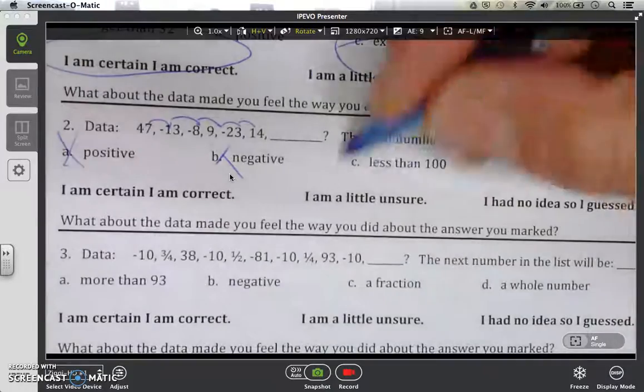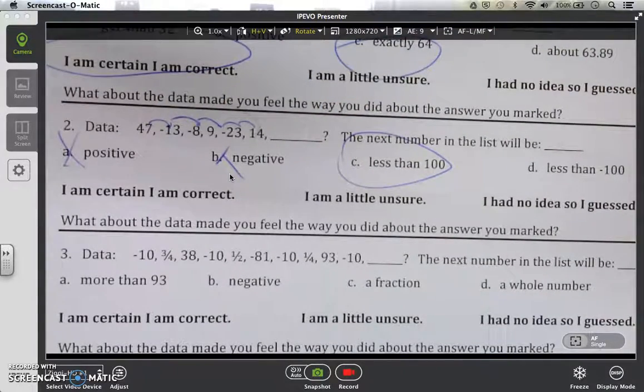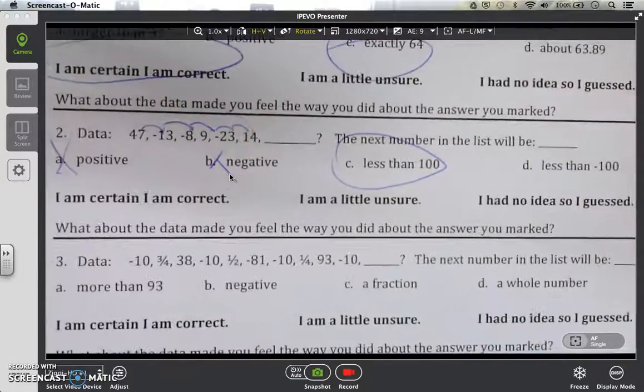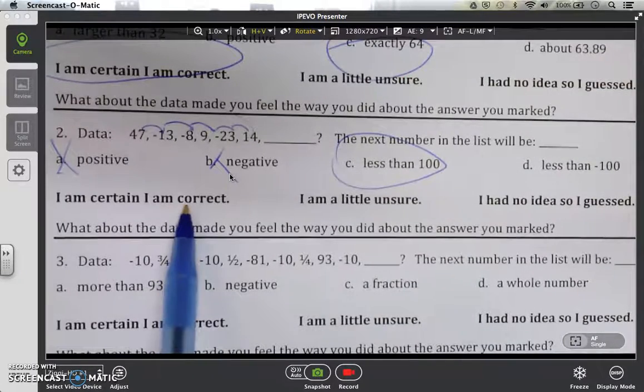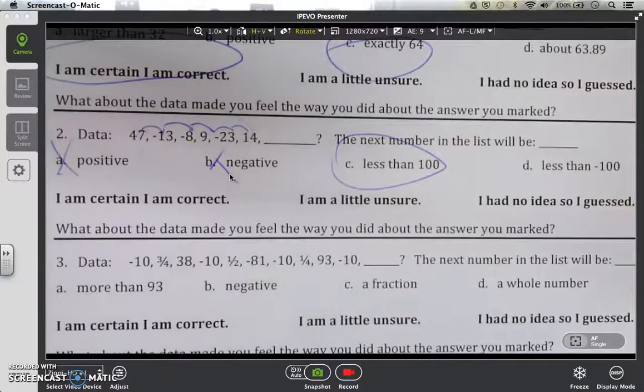I'm going to guess it's less than 100 though, okay? Given that all of these numbers are less than 100. Am I certain? No. On these ones, it's just an exercise. So if you put that you're certain and someone else put that they're unsure, that's up to you. There's not really a wrong answer for that. Maybe you're certain, maybe you're unsure. It's up to you.